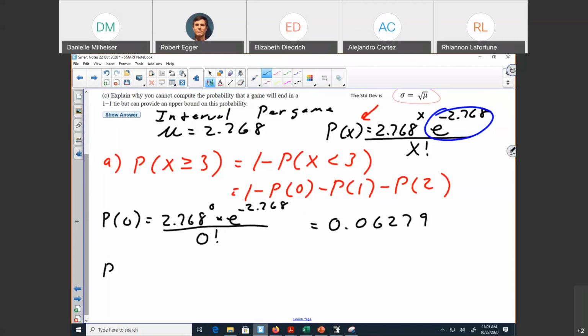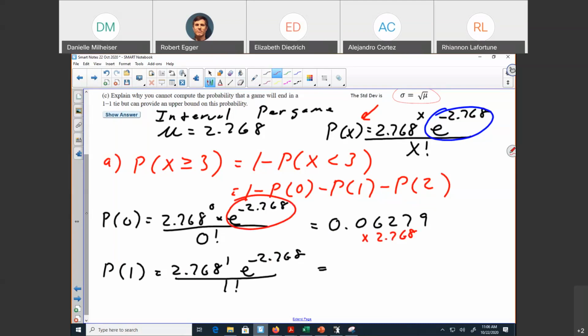Do it for 1. Over 1 factorial, which is 1. So really, this will just be, take this number and multiply by 2.768. Because P of 0 is essentially that number, and all I'm doing for probability of 1 is multiplying by one of these guys. So that's basically what you get. So this is 0.1738.